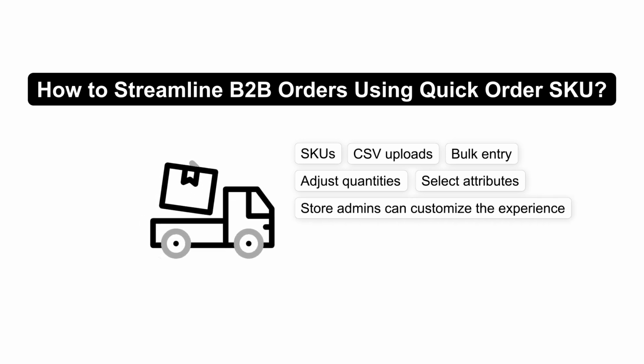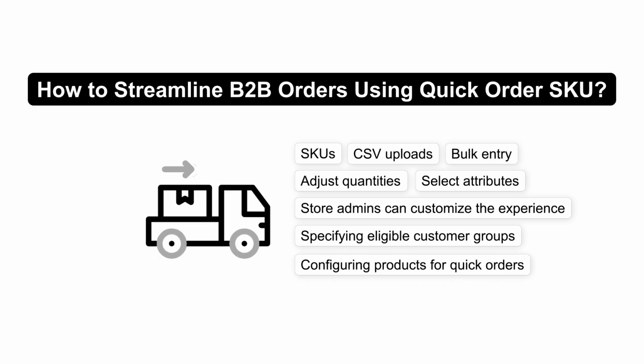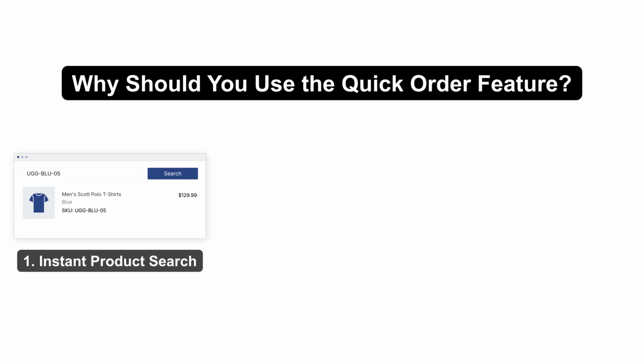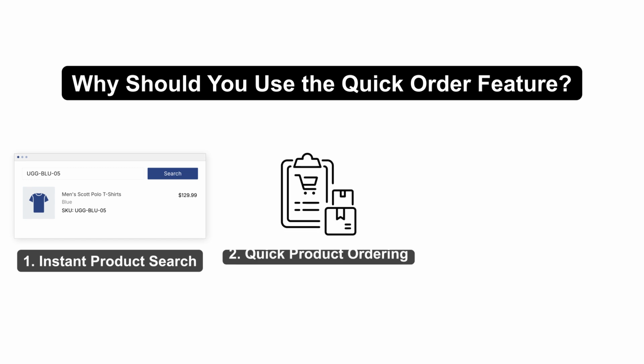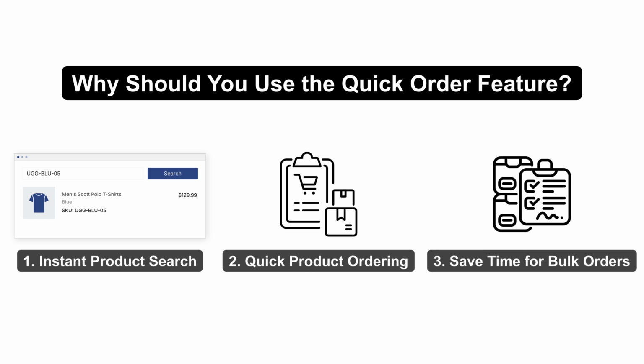Store admins can customize the experience by specifying eligible customer groups and configuring products for quick orders. Instant Product Search allows quick product lookup by SKU, while quick product ordering enables adding multiple items at once. Customers can upload a CSV for bulk purchases.